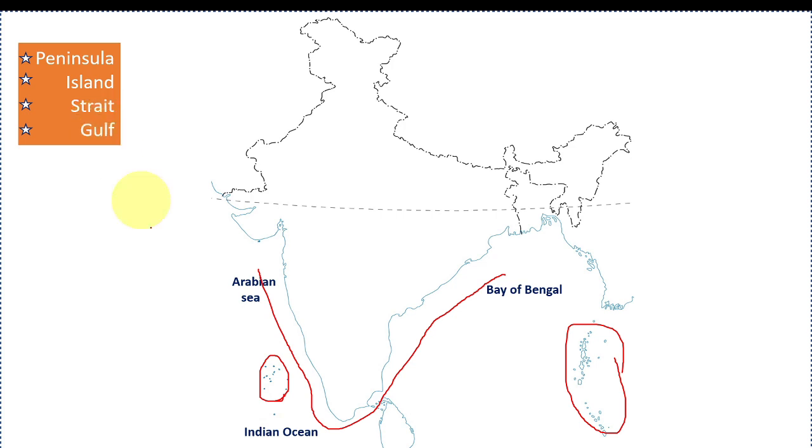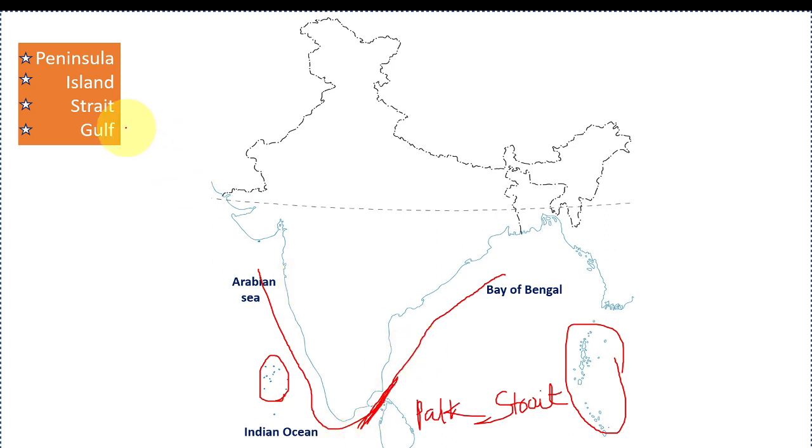Next is strait. What is a strait? See, a strait is a narrow passage. We can see between India and Sri Lanka we have a strait called Palk Strait. That's Palk Strait, P-A-L-K. A narrow passage of water connecting two seas or two other large areas of water. Here Palk Strait connects the Indian Ocean and the Bay of Bengal.